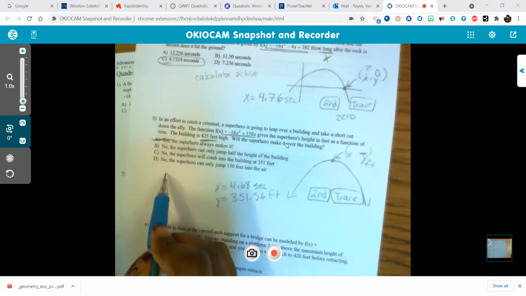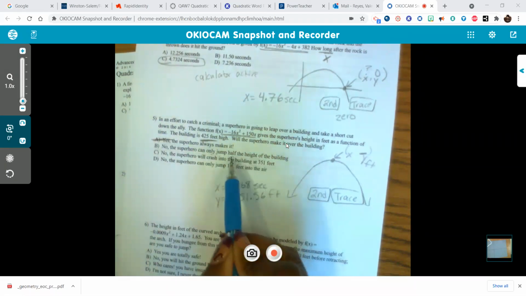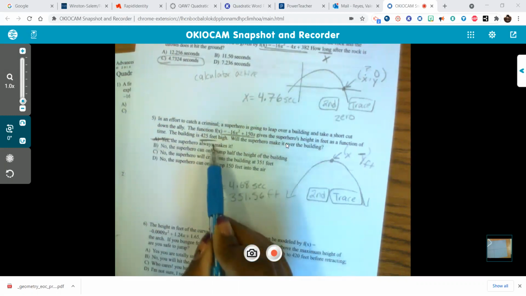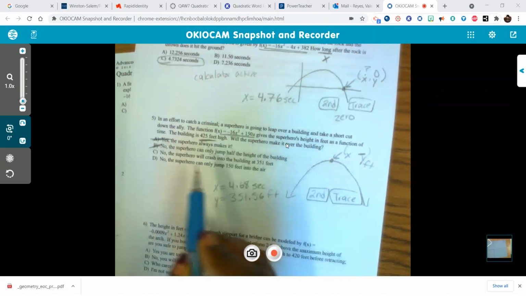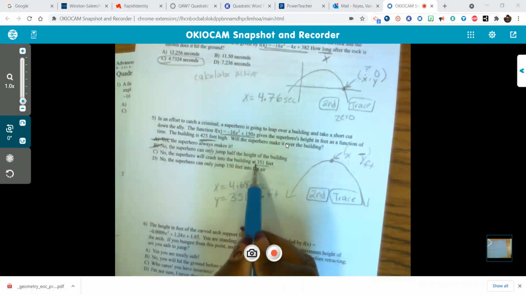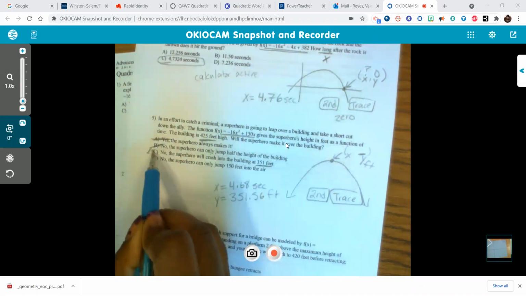And the rest of them are no. So it says, no, the superhero can only jump the height of half the building. No, give him more credit than that. 300 or something is more than half. So this is not right. Okay. No, the superhero will crash into the building at 351 feet. Yeah, that's true, isn't it? It's about 351 feet. So this is a possible answer.